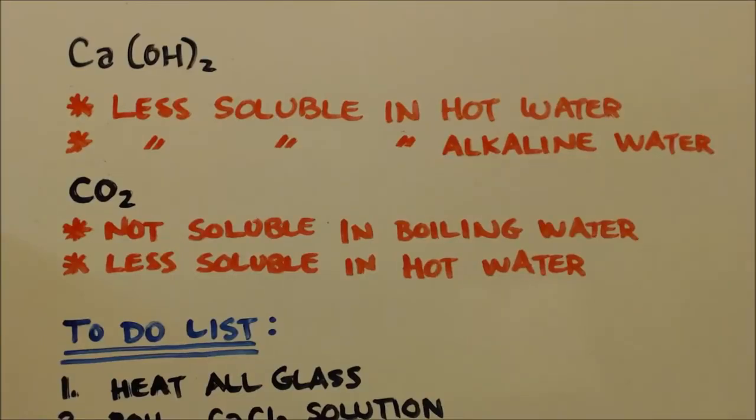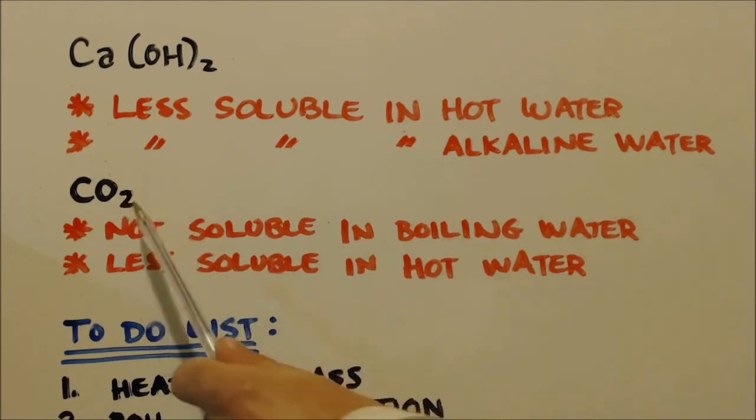Since I just did a video on it, I'm going to talk about calcium hydroxide. And this is a kind of good example too, because calcium hydroxide is less soluble in hot water. Most things, the hotter the water is, the more you can get in it, right? Not when it comes to calcium hydroxide. Also, it's less soluble in alkaline water, and you're putting sodium hydroxide in there, and you're making calcium hydroxide, both alkaline, so that's going to make it less soluble.